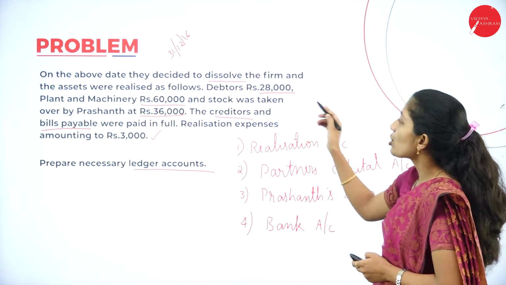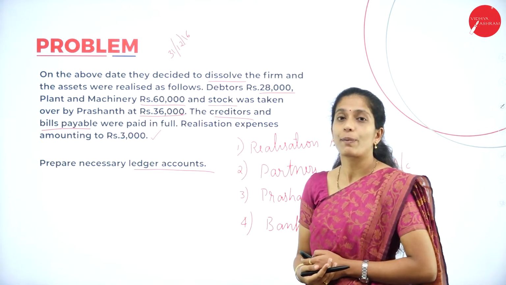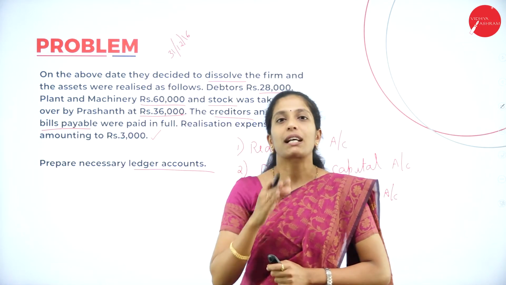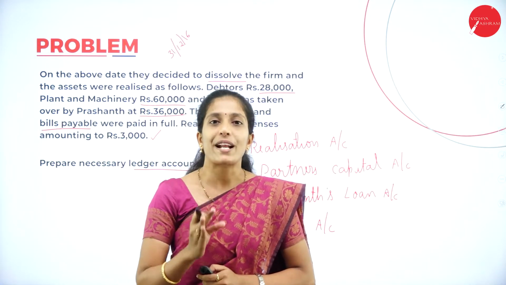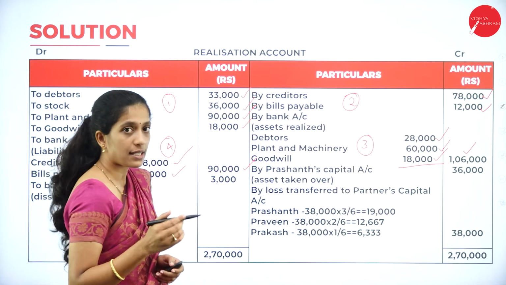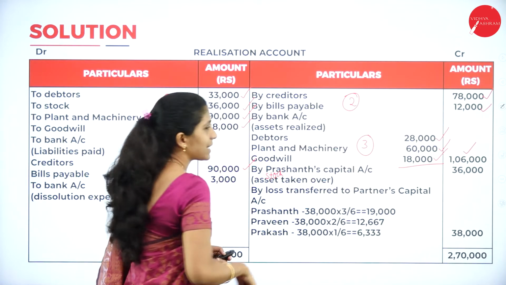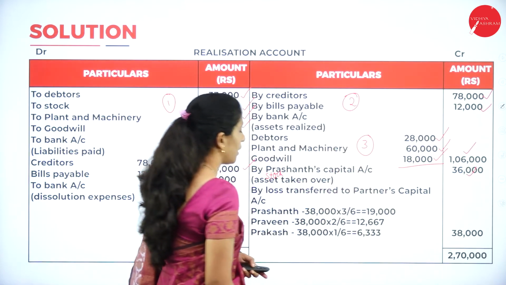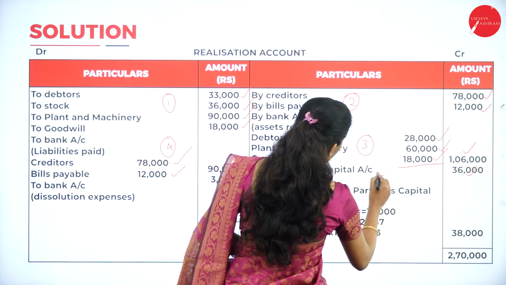So here stock was taken over by Prashant. Here they have told stock was taken over by Prashant. Then if any asset is taken over, transfer to the credit side of realization account. So how to record? By Prashant's capital account, asset taken over, or you can write it as stock taken over. Stock is an asset, right? So stock taken over at what rupees? 36,000. Now, this is your fifth step. It is for asset taken over.